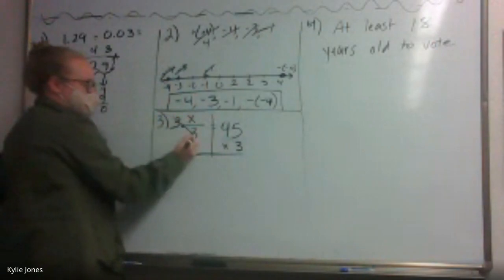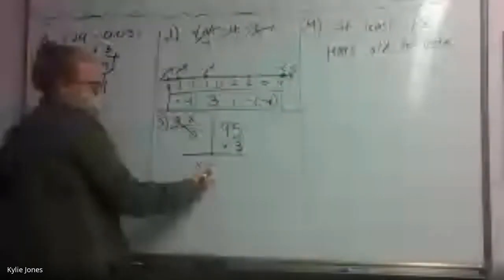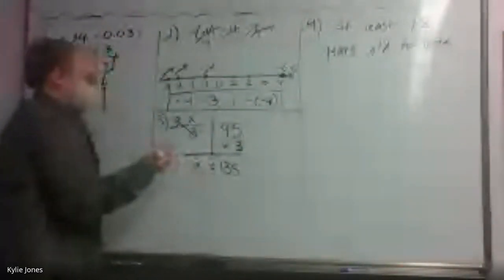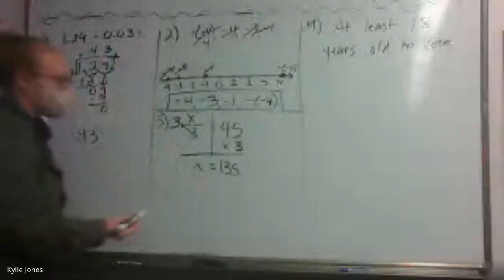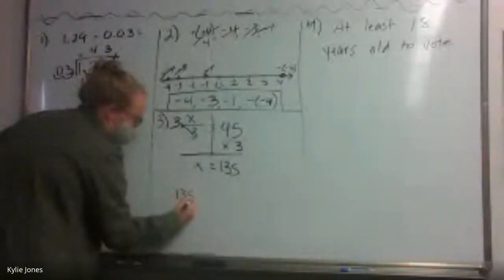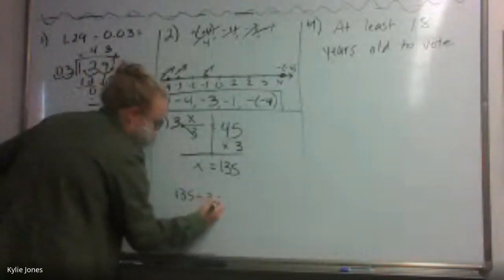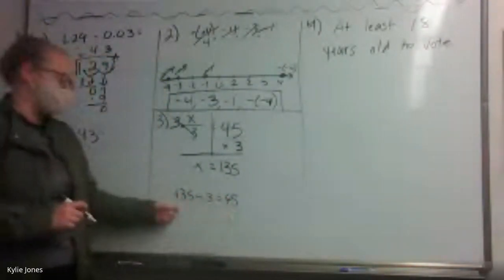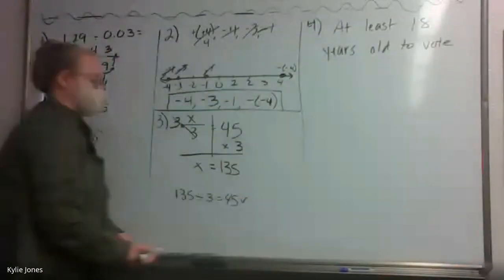Good. They cancel and you're left with x, and then our equal sign will drop down. What's 45 times 3? 135. So if we were to plug this in, it would be 135 divided by 3 equals 45. So if you just plug it back in and check your answer, that would work. And you got your answer.